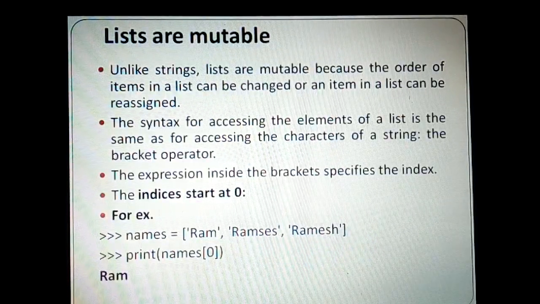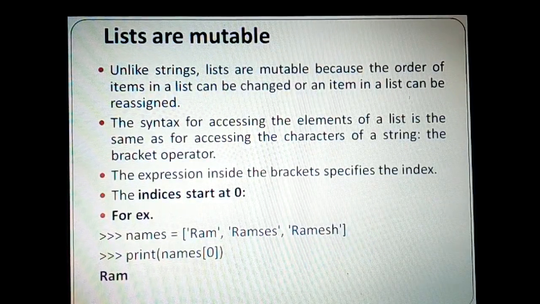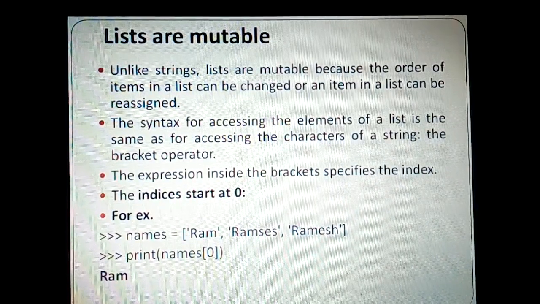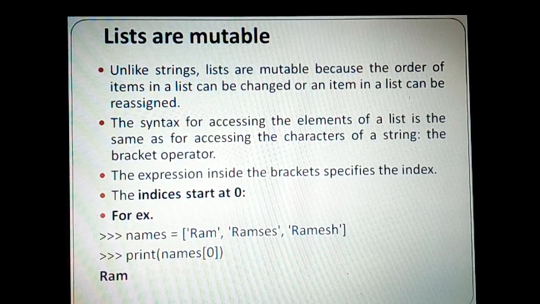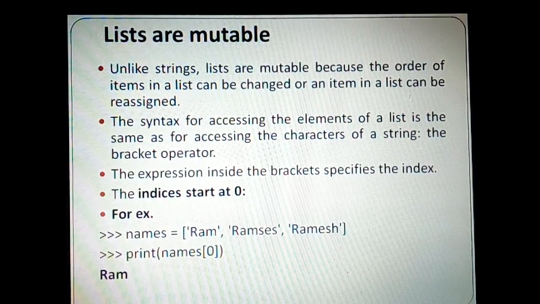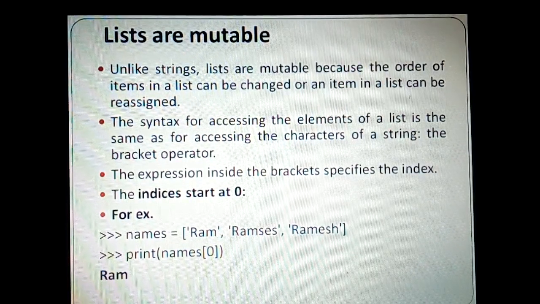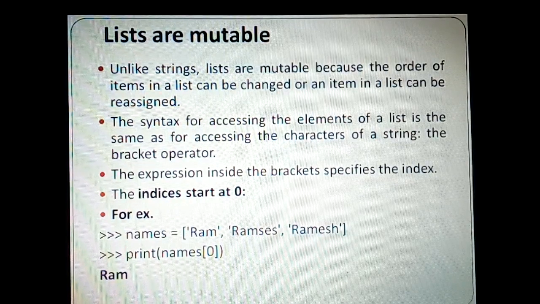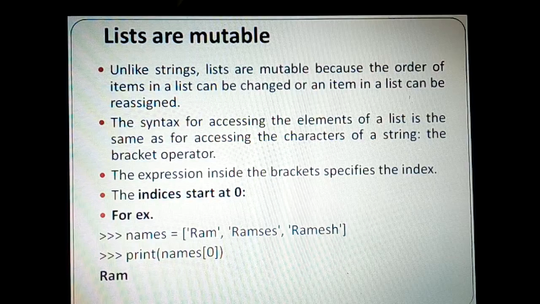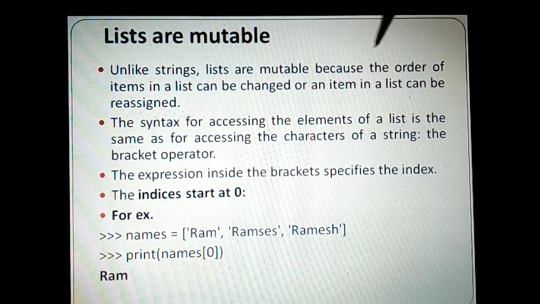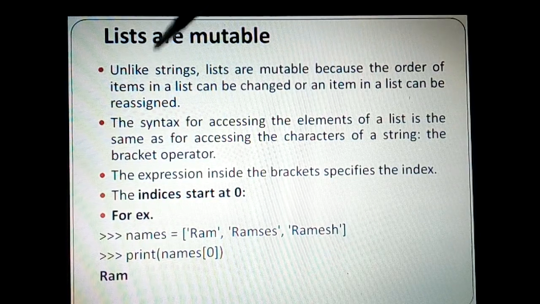Now with this, let us try to understand the meaning of mutable. When I say mutable, this list can be altered or can be modified. Unlike strings, when you declare a string as in case of a C program, directly you cannot alter them, with certain instances. But here we have a provision where you can modify the lists. Now unlike strings, lists are mutable because the order of items in a list can be changed, or an item in a list can be reassigned.